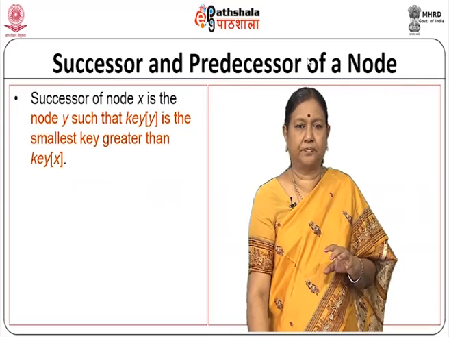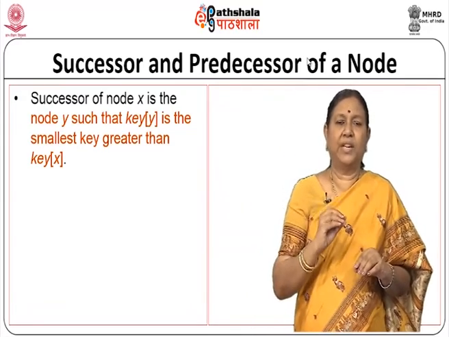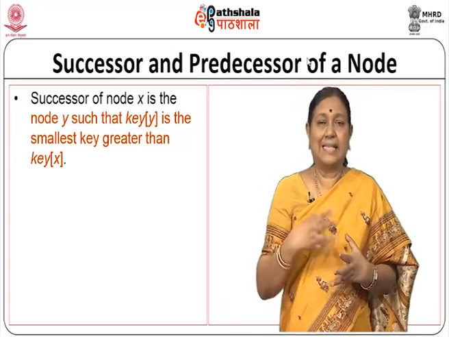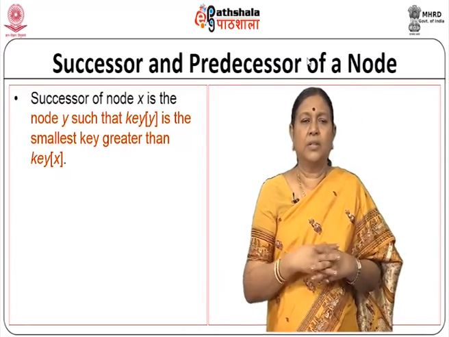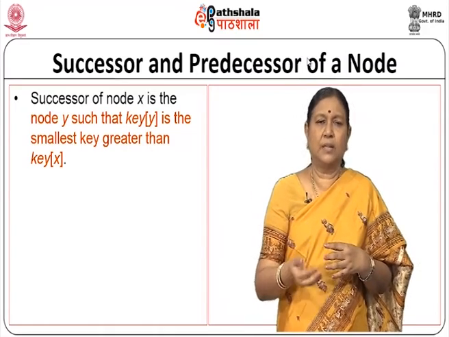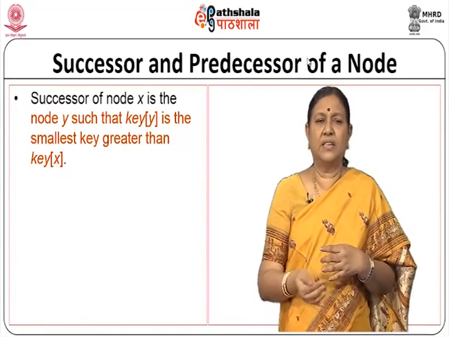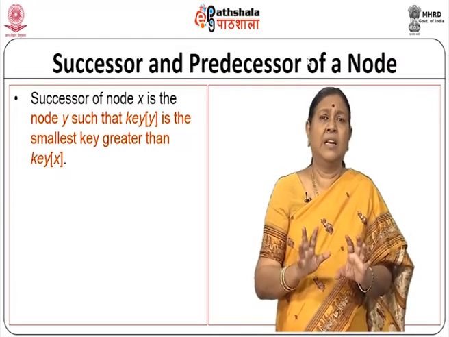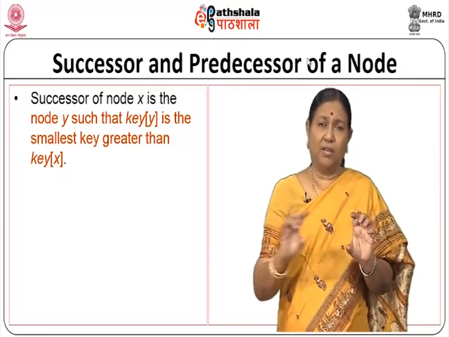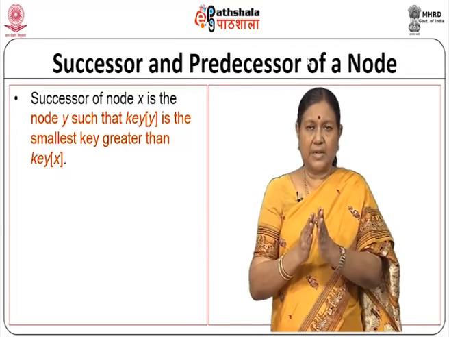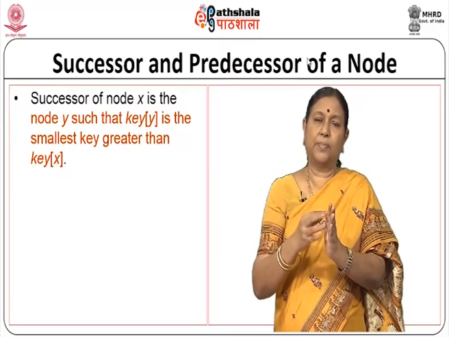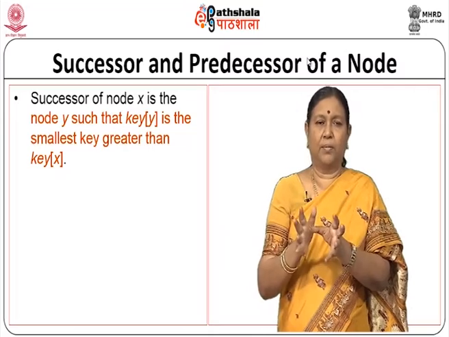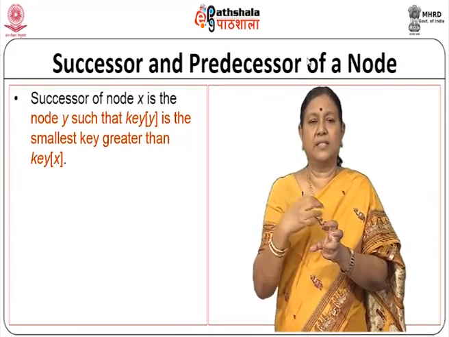Now we come to two very important and interesting properties which we define for a binary search tree: the successor and predecessor of a node. The successor of a node x is the node y such that the key of y is the smallest key that is greater than the key of x. It is nothing very different, it is the sorted order.